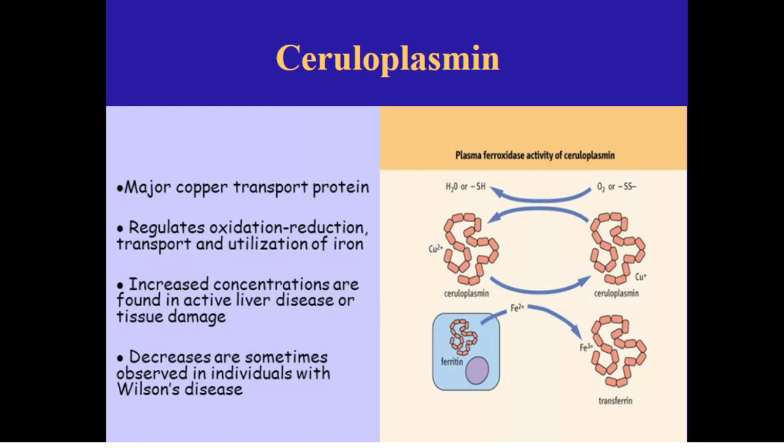It does not transport iron itself, but due to the oxidase activity, iron from the ferritin from the tissues can go to the transferrin, which is interacting only with iron 3 plus, and ceruloplasmin is helping in this.